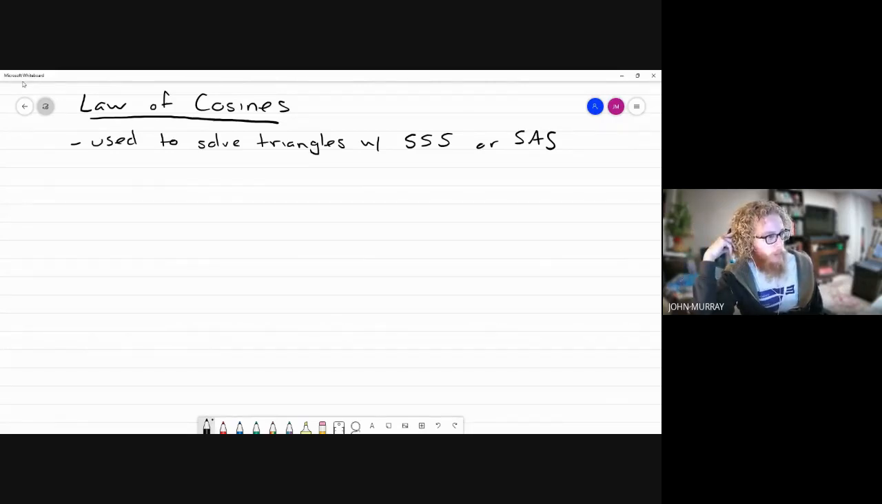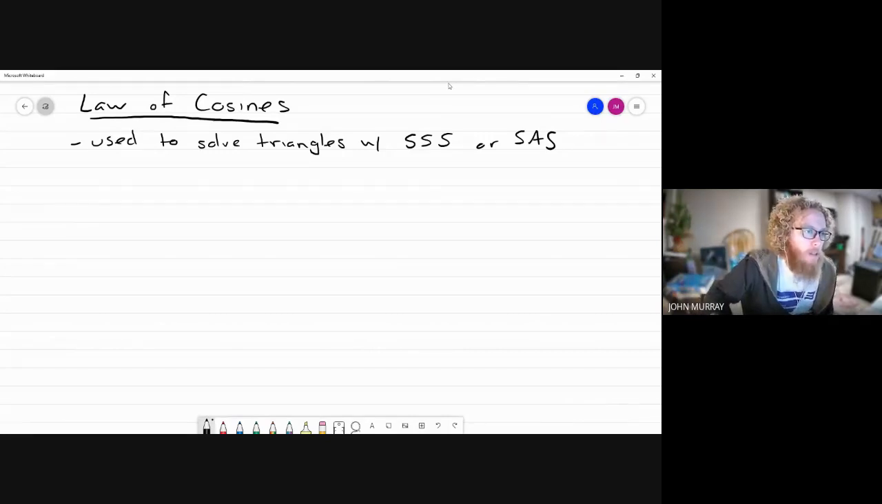Now this one is interesting because this is the first time that we are able to solve for an angle when we don't have any other angles. So when we're given side, side, side, all three sides, and we don't know any of the angles on the inside, we can use the law of cosines to solve for that. Now, there are different forms.